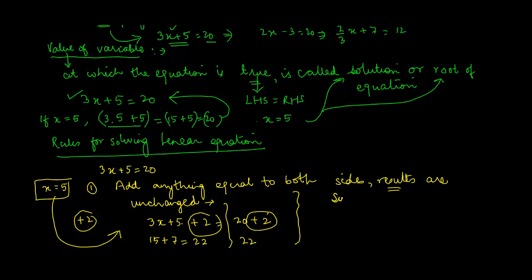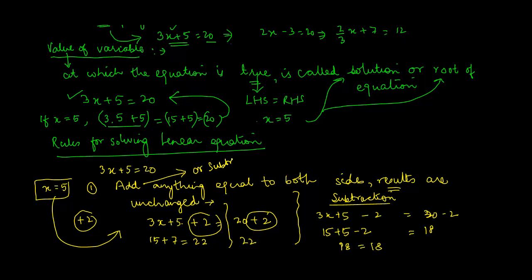As a corollary to this, rule number 2 is that if you subtract anything from both the sides, so let's say instead of plus, we subtract 2 from both the sides. 20 minus 2 is 18. 3 times x we know was 15 plus 5 plus minus 2. So this will again give you 18 is equal to 18. So add anything or subtract anything to both the sides and the result remains unchanged.